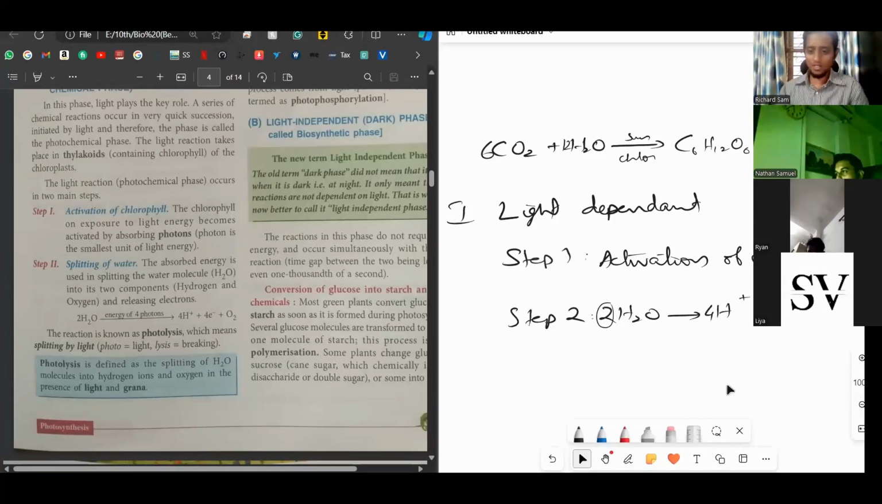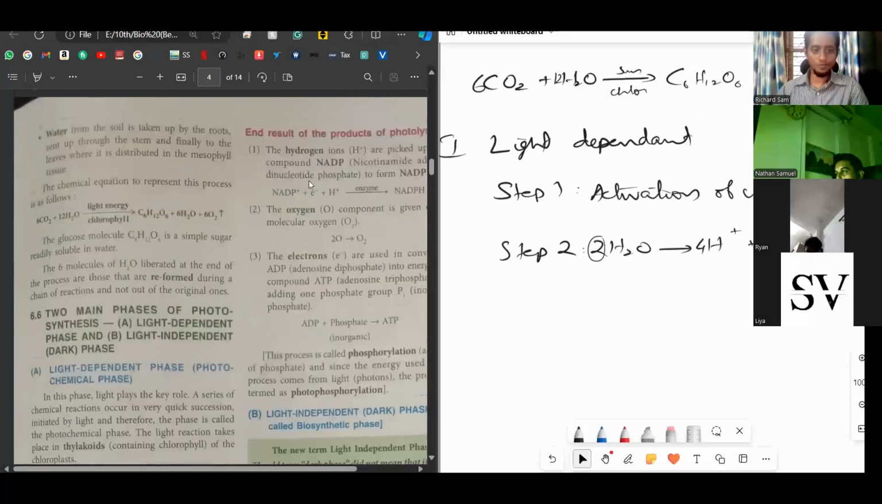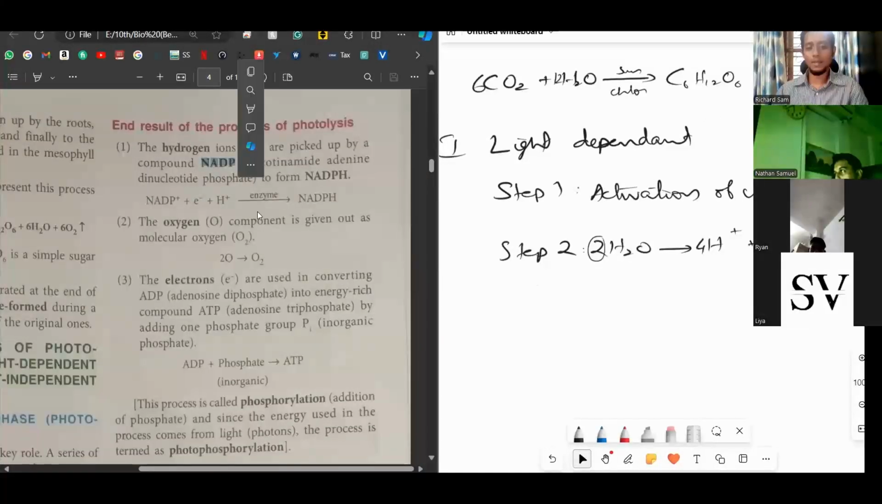So, these 3 products that are formed: the hydrogen ions, the oxygen, and the electrons. Let's see what each of them does. The hydrogen ions go and join with a compound called NADP. The hydrogen ions join with NADP and form what? NADPH. The hydrogen joins with NADP, so it becomes NADPH.